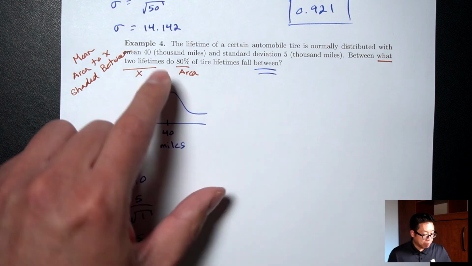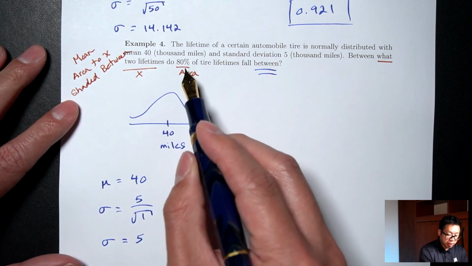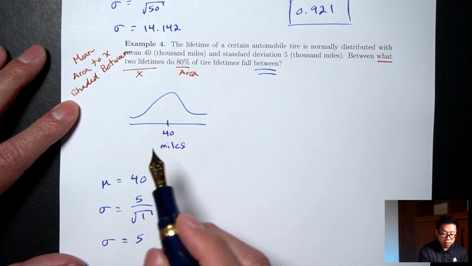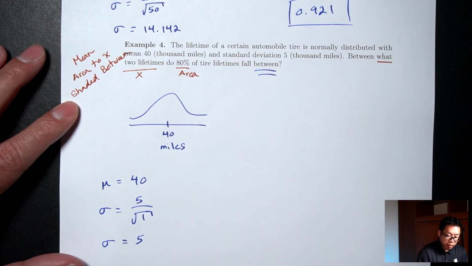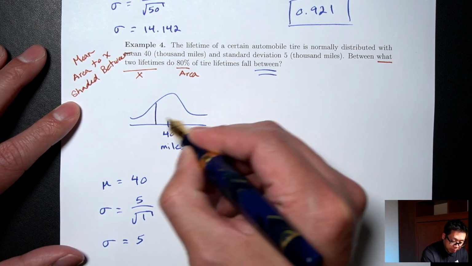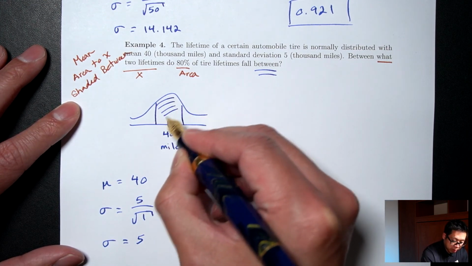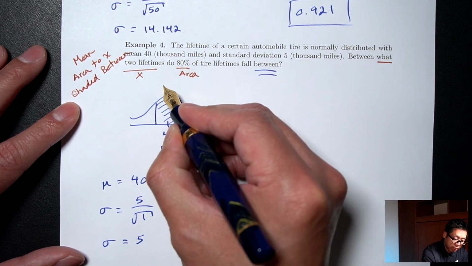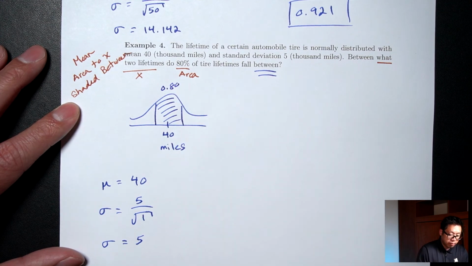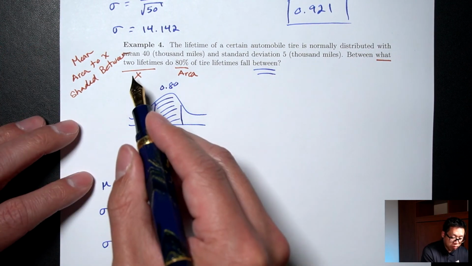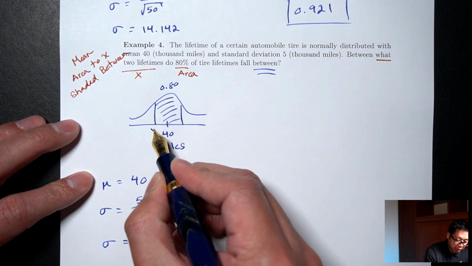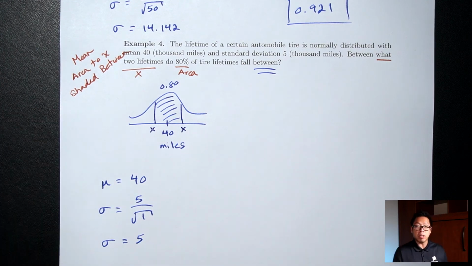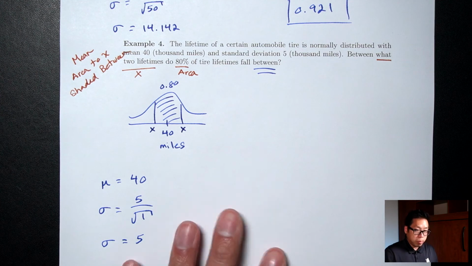So I need to put this 80% on my picture. That 80% is an area, so it doesn't go on the x-axis. It's going to go up top here. We said it's going to be between. 80% as a decimal is 0.80. And then we're looking for the two tire lifetimes, so the two x's here, that have an area of 0.80 between. So now we're set up.